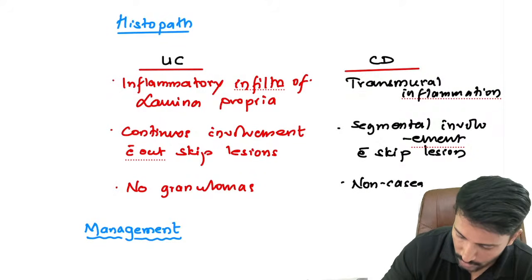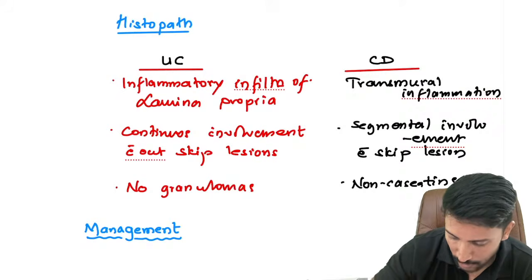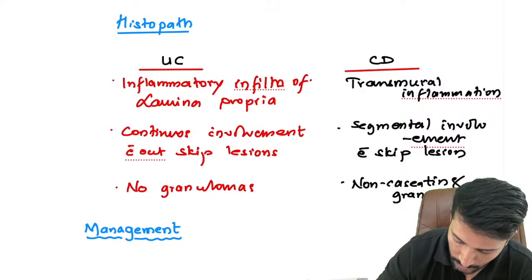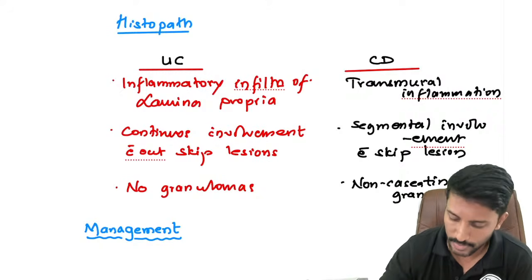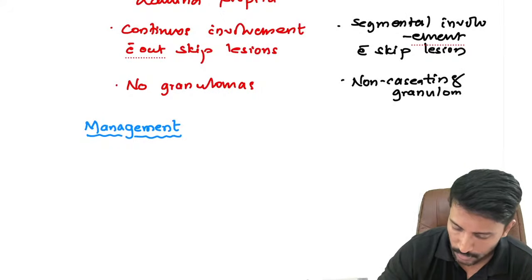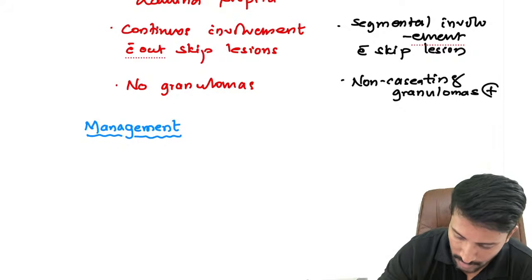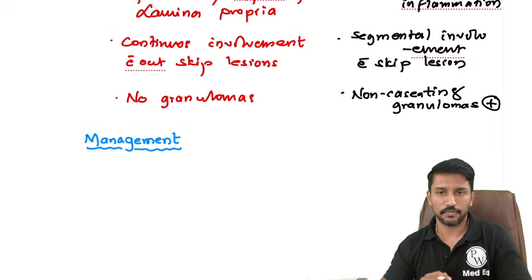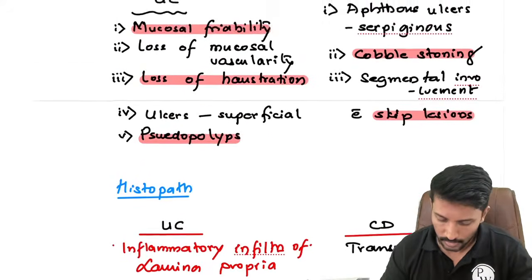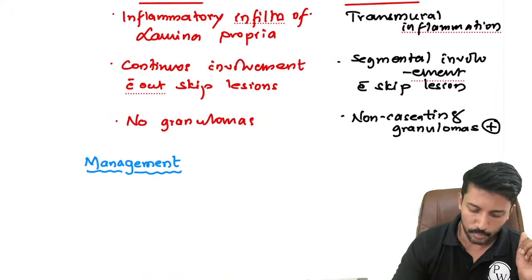Basically, Crohn's disease is a non-caseating granulomatous inflammation. Ulcerative colitis is a non-granulomatous inflammation. So that explains our histopath findings.